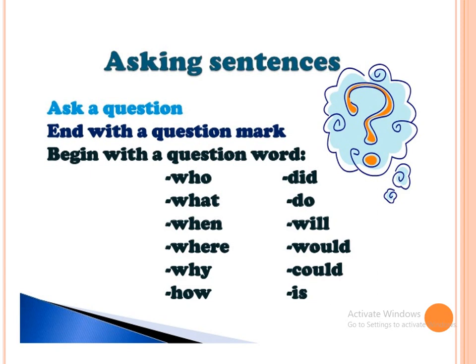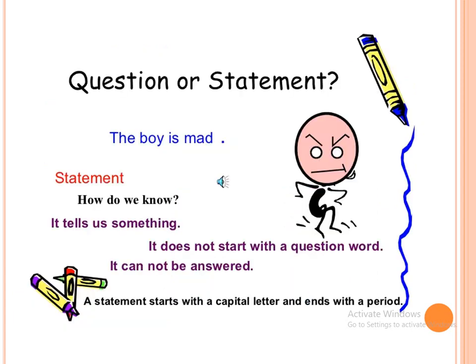Now let's start here and see the difference between each one. And I want you to think with me. I will wait until you think and tell me your answer. I have here some sentences, and you will tell me if it's a question sentence or statement sentence. The first one here. The boy is mad. Look at the boy here. He looks really mad or angry. Is this sentence telling you something or asking you? I'm telling you.